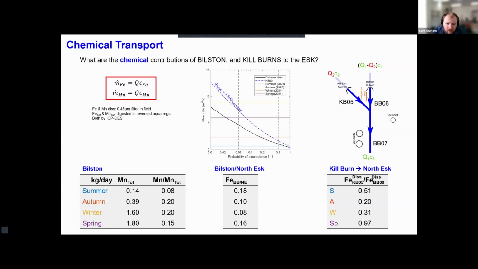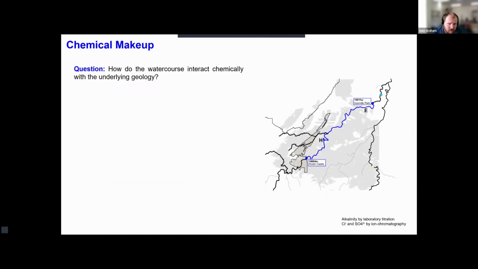Oh, heck, right, okay. And then the final thing to take on is the amount of iron leaving this Bilston Kilburn catchment across flow is around 10 to 20% of the iron downstream of that. So there's still 80 to 90% that we need to account for somewhere else, which I'll get to in a minute. So again, how is this interacting chemically with the system?